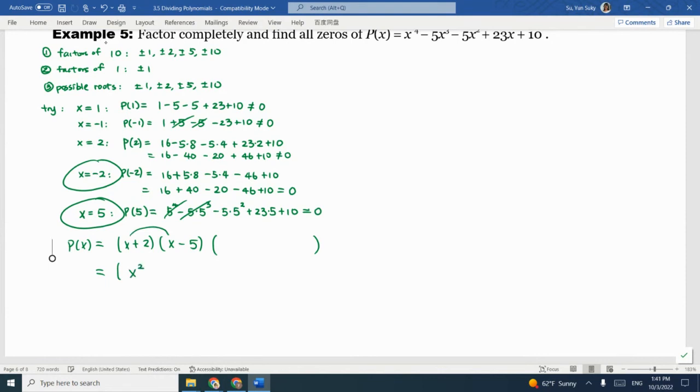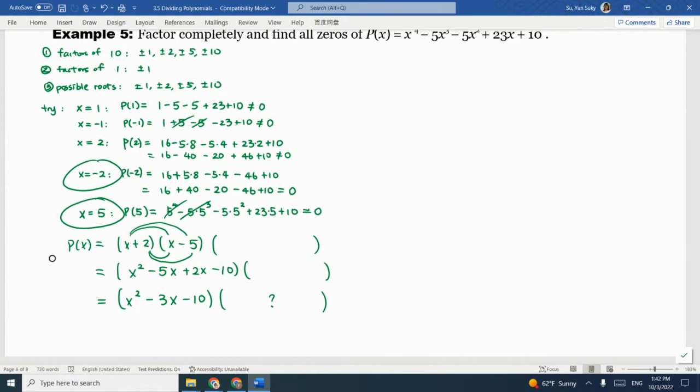So x times x, x squared. X times -5, -5x. And then plus 2 times x, so 2x. And then plus 2 times -5 is -10. Right? We expand, multiply these two factors out, we get x squared minus 3x minus 10 and times something. Okay, now to find this something, we can use long division.